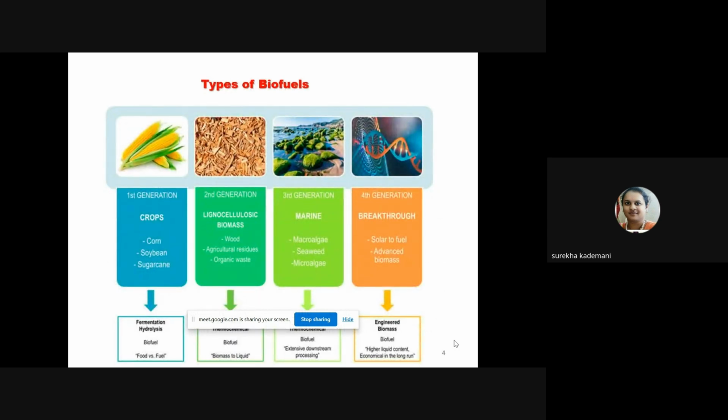There are mainly 4 types of biofuels. First generation biofuels are synthesized from edible crops, and second generation biofuels are synthesized from non-edible seeds, wood, agriculture residue, and organic waste. Third generation biofuels are synthesized from macroalgae, seaweed, and microalgae. Fourth generation biofuels are synthesized from genetically modified biomasses.